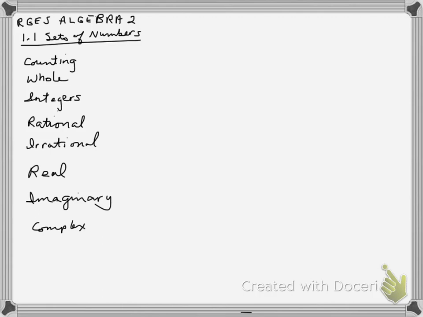Now, there are a lot of different sets of numbers, and you will want to know these definitions. We start off really in the order that they're developed. Counting numbers we would think about as 1, 2, 3, etc. as we count different objects. This could also be called the natural numbers. Those two terms would be synonymous.